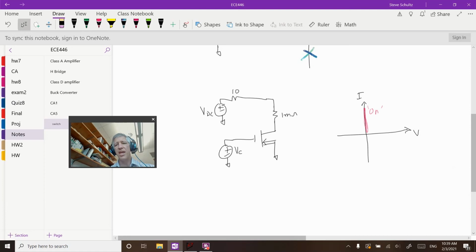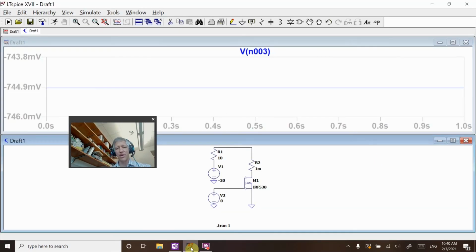Okay, and then if VC is low, this becomes an open circuit, and I can have any positive voltage, and it will hold that off. So that is when it's off. But now we want to look at these other two configurations. So let's go over to LTspice and take a look at that.